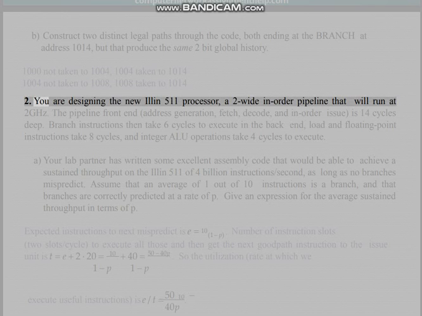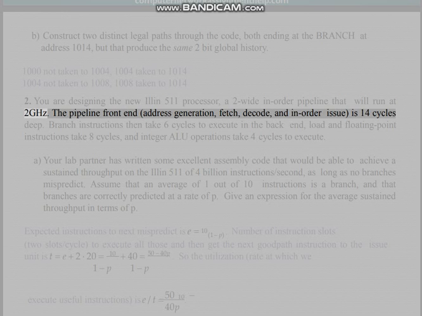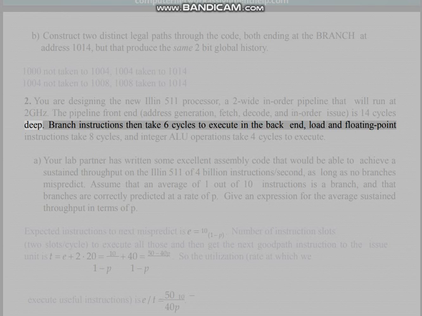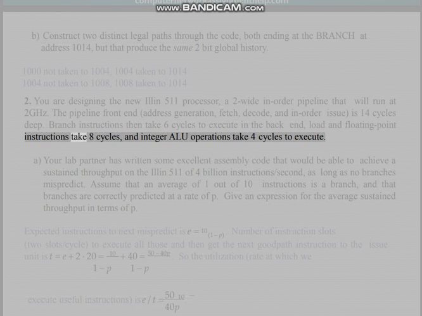2. You are designing the new ILN 511 processor, a 2-wide in-order pipeline that will run at 2 GHz. The pipeline front-end, address generation, fetch, decode, and in-order issue, is 14 cycles deep. Branch instructions then take 6 cycles to execute in the back end, load and floating point instructions take 8 cycles, and integer ALU operations take 4 cycles to execute.